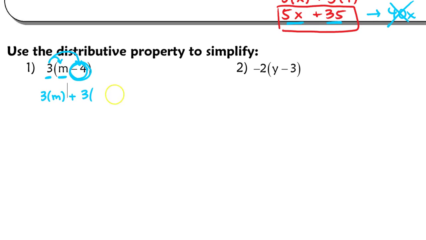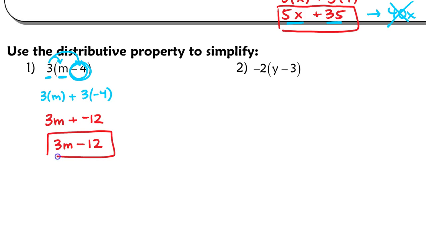I have to remember that I'm multiplying and not adding, and I also have to remember to keep that sign and attach it with that 4. So when I simplify this, 3 times m gives me 3m, and 3 times negative 4 is negative 12. Now instead of writing plus negative 12, I can simplify that a little bit more and just write that as 3m minus 12. So we want you to get used to being able to go from this step right to this step without having to write plus and negative.